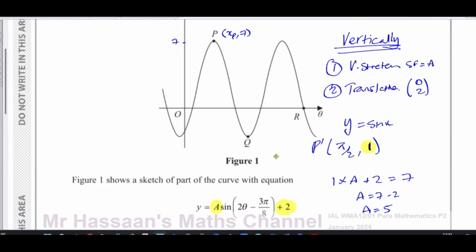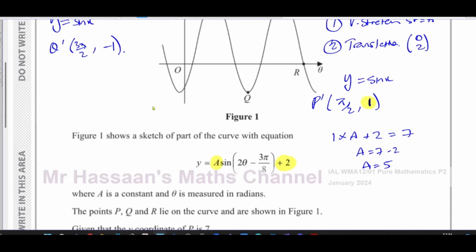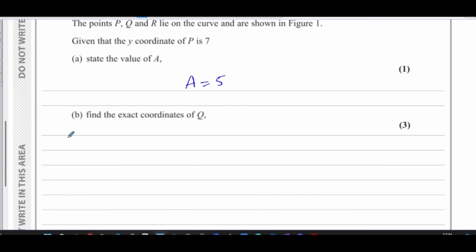Now, Q is a place which, if we think about y equals sine x, is the first place where you have a minimum. In the original sine curve, the y coordinate of Q would have been -1, and the x coordinate would have been 270 degrees. If you know the sine curve, the first time it reaches the minimum is at 3 pi over 2 in terms of radians. So the origin of Q would have been 3 pi over 2 and -1.